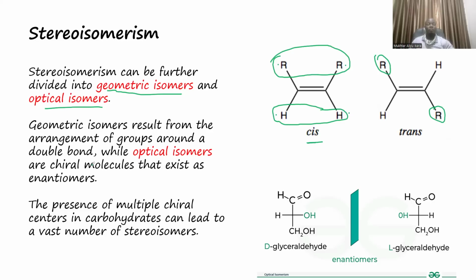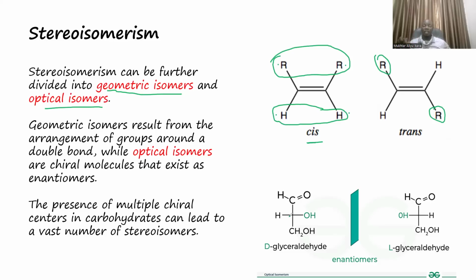And then, in addition, optical isomers are isomers that have chiral molecules that exist as enantiomers. When we say chiral molecules, it means that we have a chiral carbon. A chiral carbon is called a stereogenic carbon, or an asymmetric carbon. It's also called an alpha carbon.